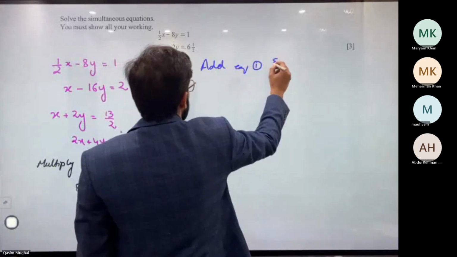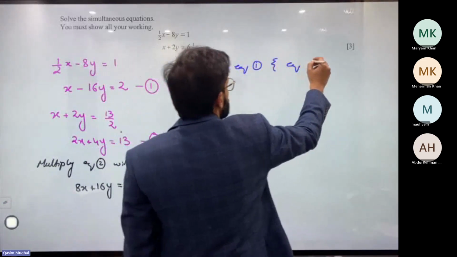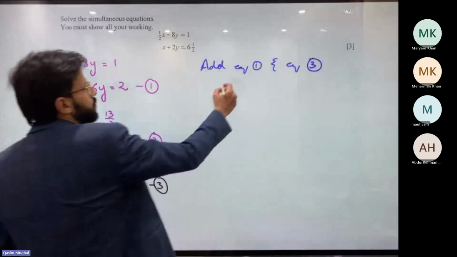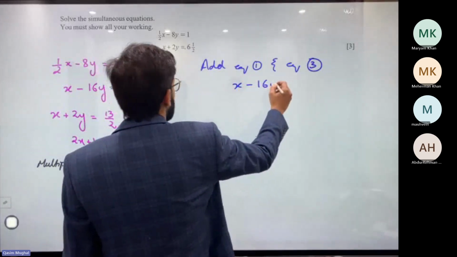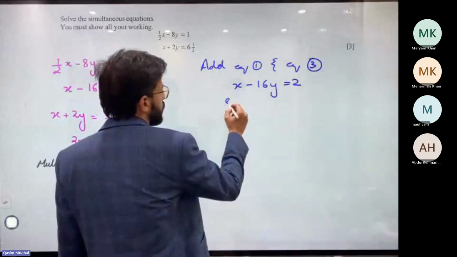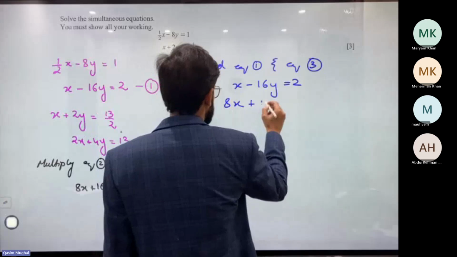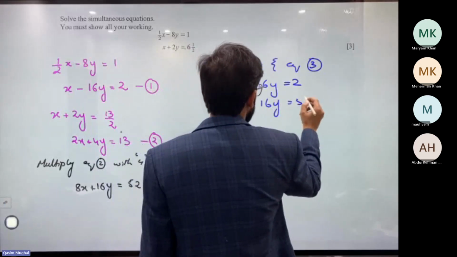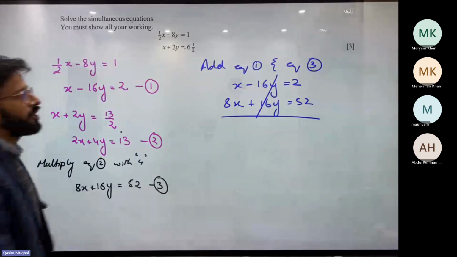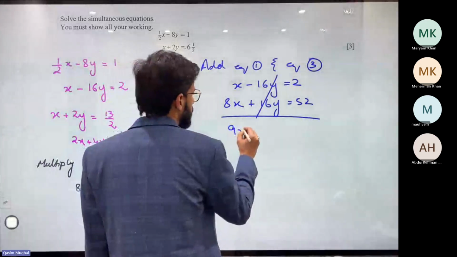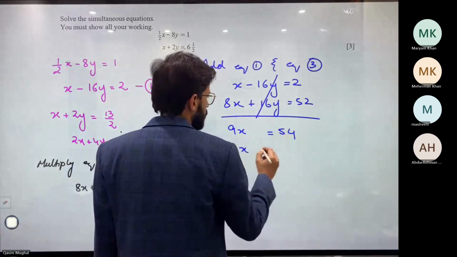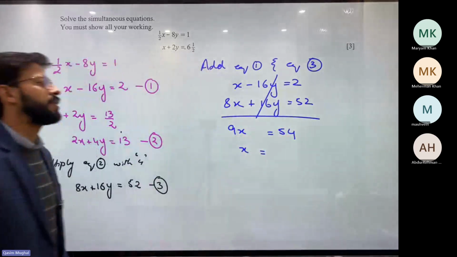Equation 1 and equation 3. Okay, so I'm simply going to add them up. Equation 1 is x minus 16y equals 2. Equation 3 is 8x plus 16y equals 52. Eliminate it. You will be left with 9x equals 54. X equals, हाँ जी, कितना आता है?